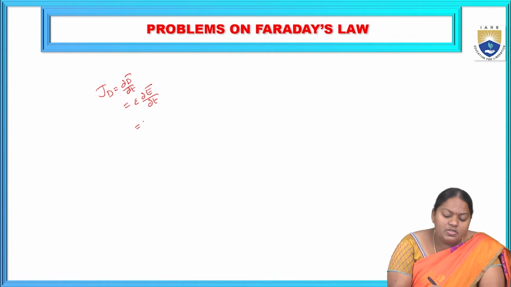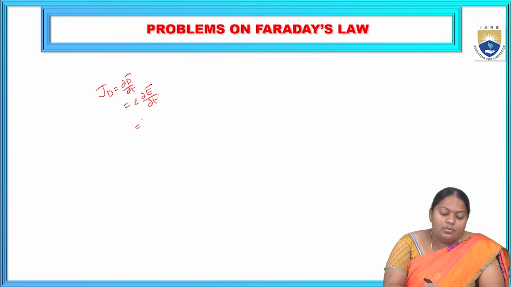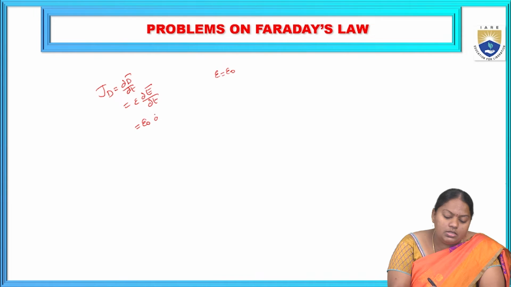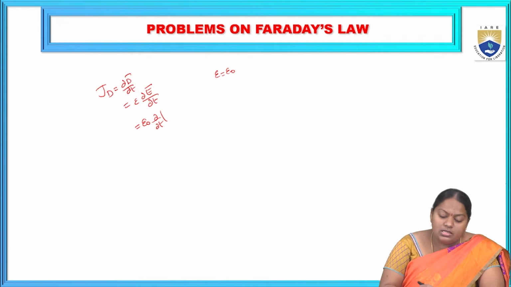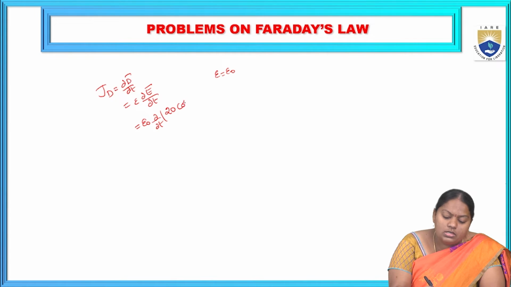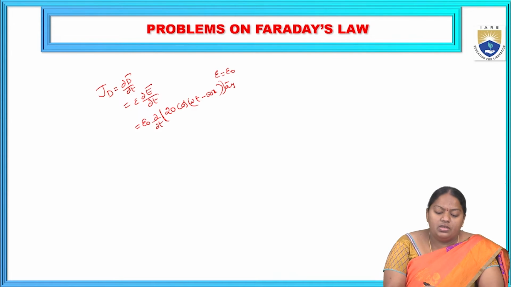Which is equal to epsilon, means that a free space medium is given, so we just consider epsilon naught in place of epsilon. Then epsilon naught into dou by dou t of E bar. So E bar is given as 20 cos(omega t minus 50x) into a_y, right? So this is the value which is given for E.